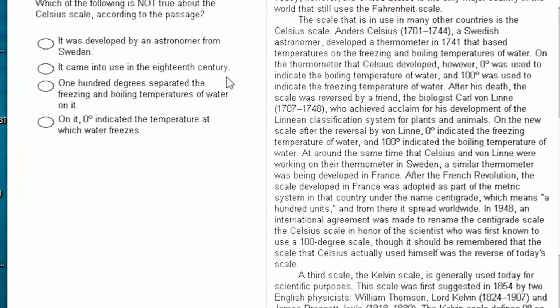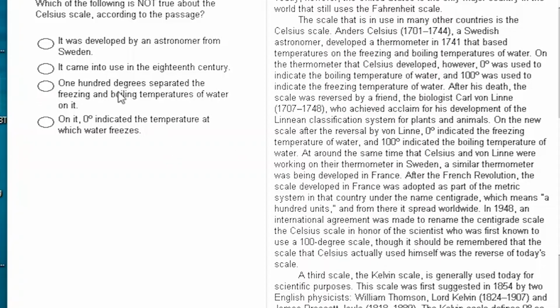It came into use in the 18th century. 18th century means the 1700s. It was developed in 1741. I don't know if it came into use then, but it was developed then. Let me see where we can find more dates. On the thermometer, 0 was used to indicate the boiling temperature of water. After his death, the scale was reversed by a friend. I'm not sure about that, so I'm going to leave it.